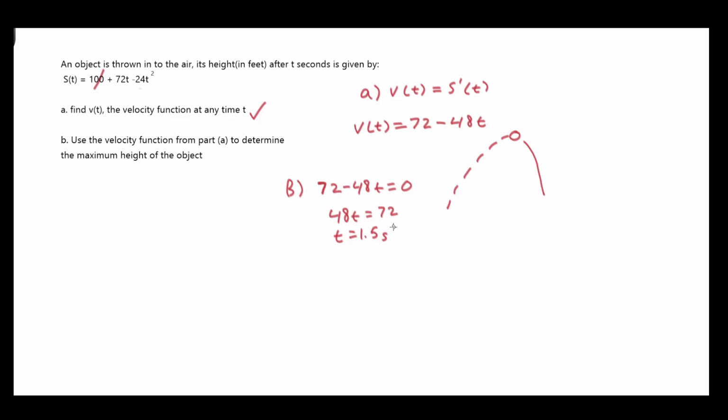So as I said before, we know that this is the time it takes for the ball to travel to its max height. So we can use this time and plug it into our original function here, because this is our distance function, which essentially gives us the height that this ball is thrown. So we'll just go ahead and plug this 1.5 seconds into that original function. So we have S of t is equal to 100.